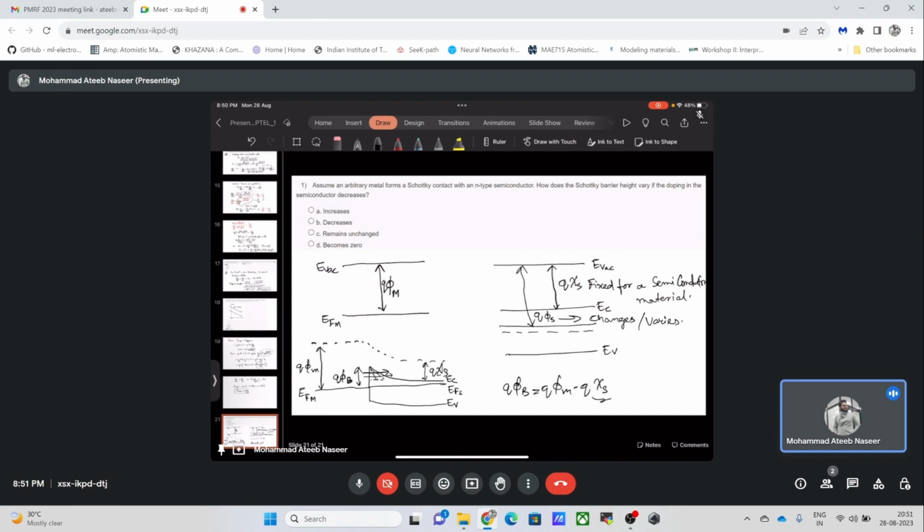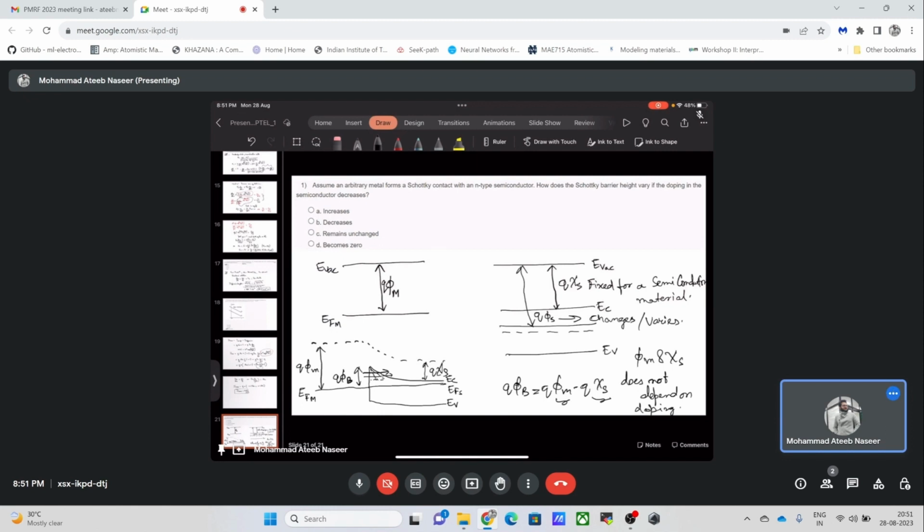Since this is a material dependent quantity, and phi m is also material dependent, both phi m and chi s, the metal work function and the electron affinity, do not depend on doping.